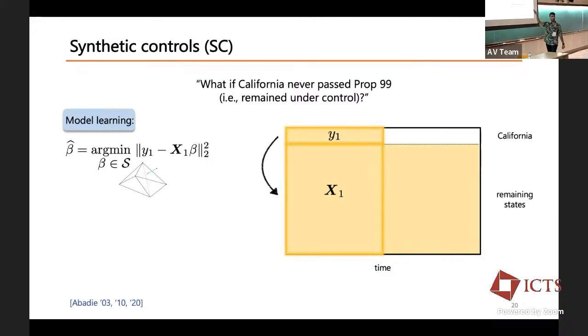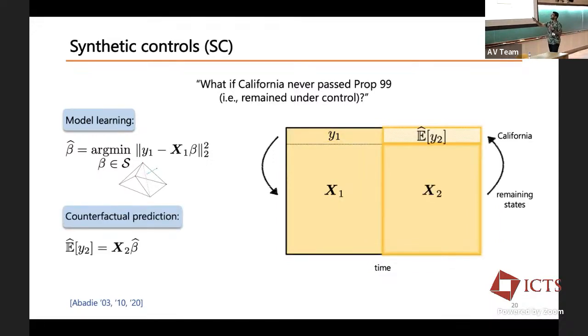Abadie proposes using convex regression for a variety of reasons. And then you apply that convex model you learn to X2, and then you get that imputed outcome. Beautifully simple algorithm. It's used everywhere. At Amazon, I cannot tell you the number of teams using it. There's a variety of different extensions that have come out of it now. But this is the basic idea.